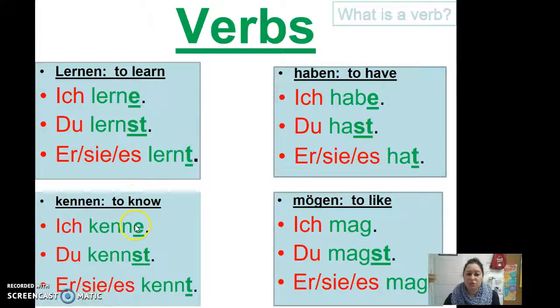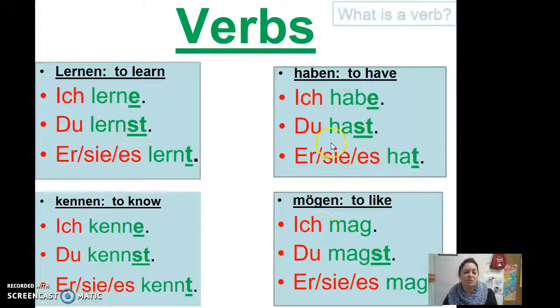Now look at these 2 boxes. Do you notice any patterns with them? Hopefully you can see that the ich form of the verb ends in an E right there and right there. The du form of the verb ends in st. Du kennst, du lernst. And the sie, es form, the he, she, or it form of the verb ends in a T. Sie, es lernt, sie, es kennt. So that's what you do in German.